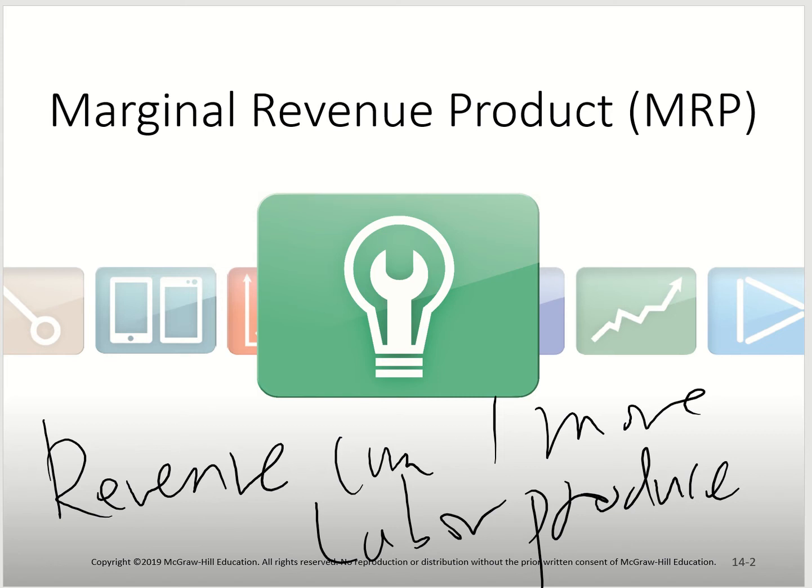Now, obviously, there can be other resources as well. You can think about computers, trucks, or one more building. So just how much extra revenue can one more input generate? That's called marginal revenue product.